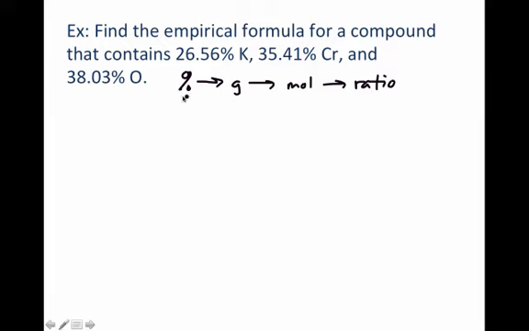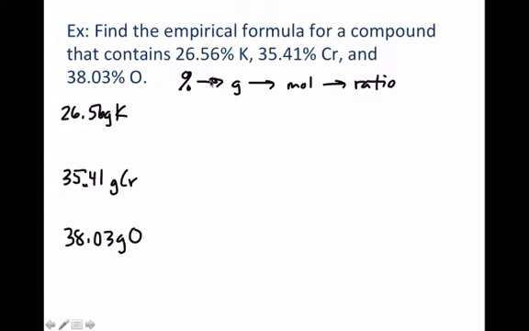So to start with percent and change it into grams, that's kind of easy because we're going to assume each time that we have 100 grams of the compound. So if we have 100 grams of the compound, we can say that we have 26.56 grams of potassium, 35.41 grams of chromium, and 38.03 grams of oxygen. So again, all we did so far was take off the percent and put grams behind each one. And what allows us to do that is we're assuming we have 100 grams of the compound.